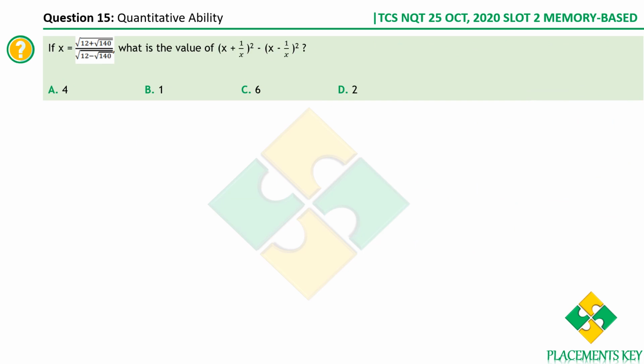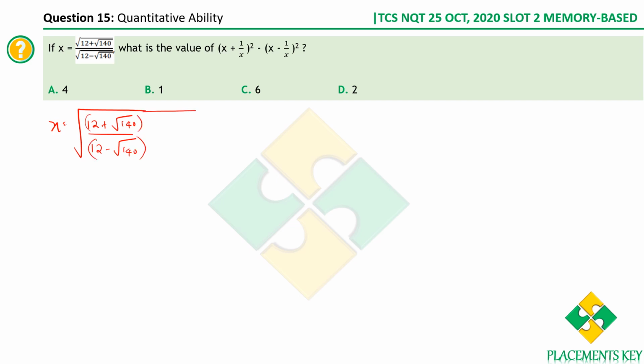Okay, x is so much. What is the value of so much? Whenever we have surds, the very first step is to eliminate the surd in the denominator. So we have x equal to the whole square root of (12 plus root 140) by (12 minus root 140). Let's rationalize the denominator.